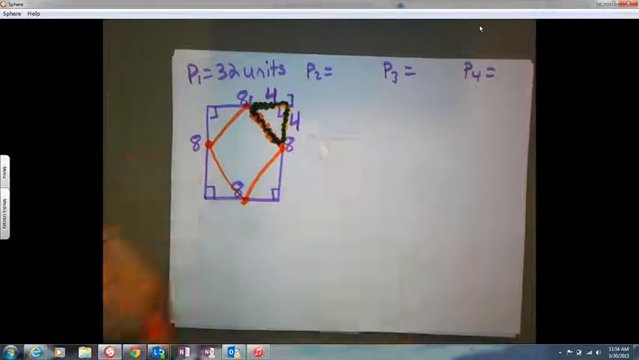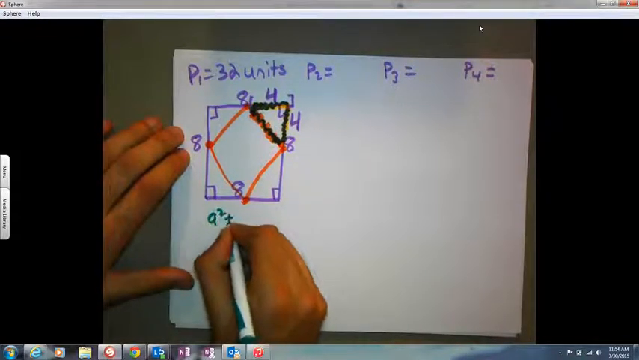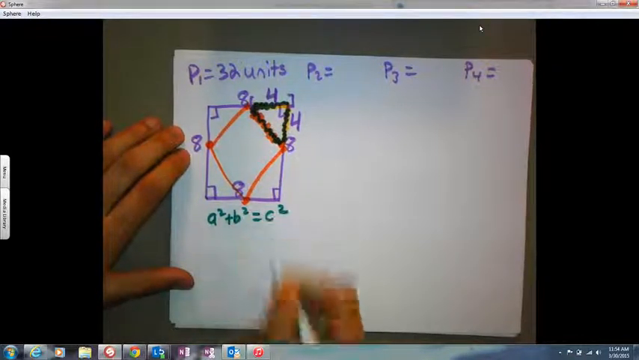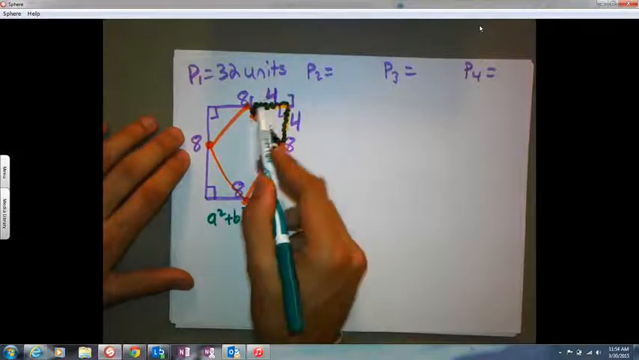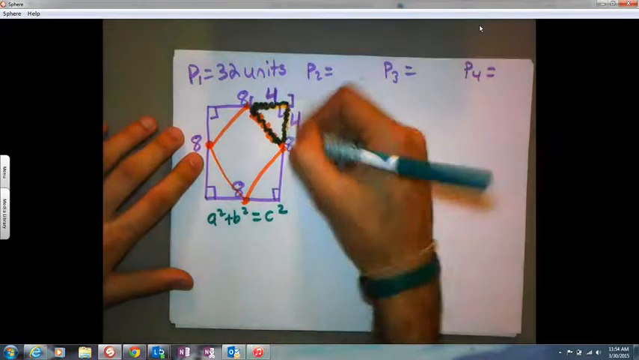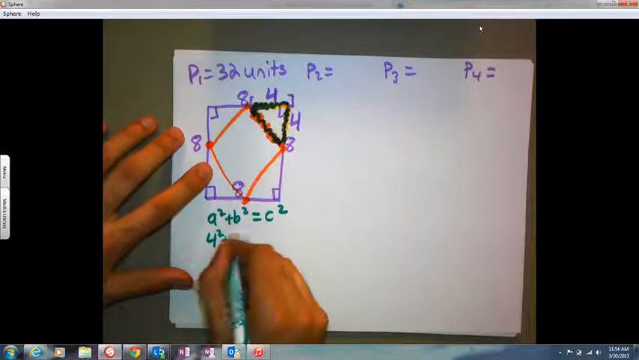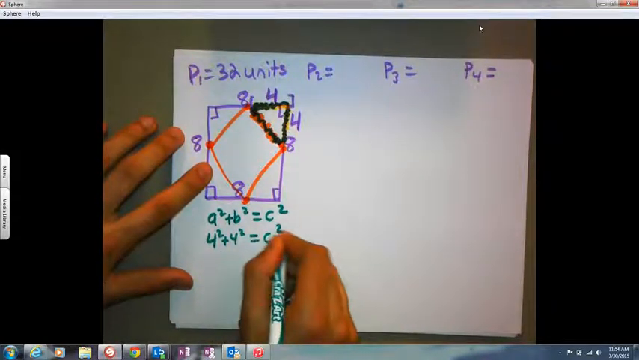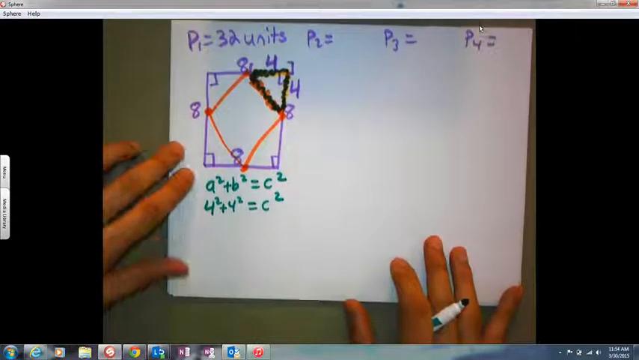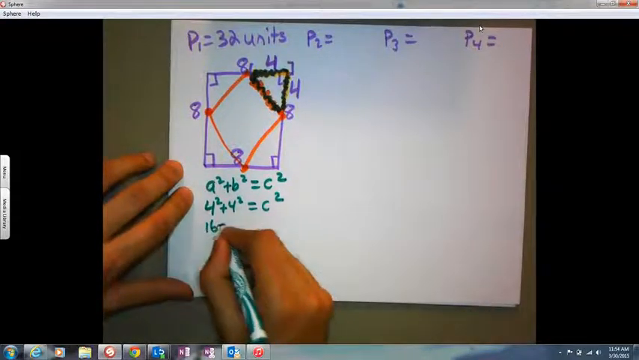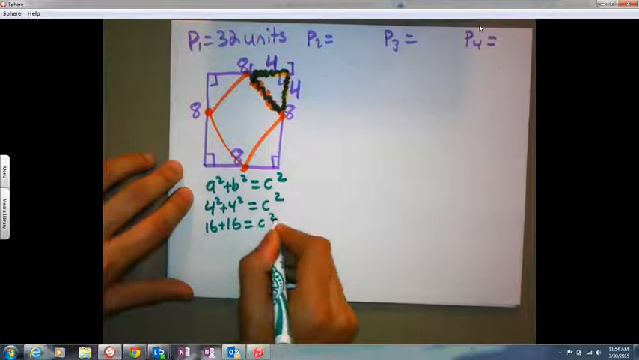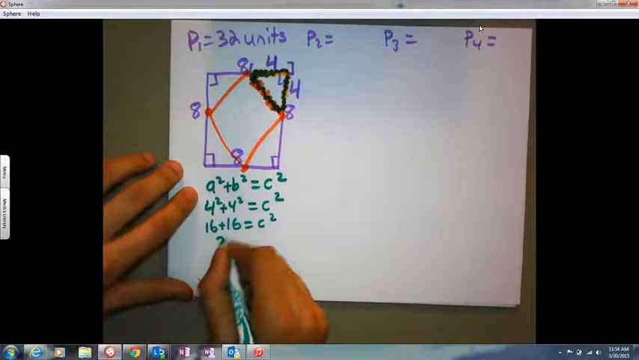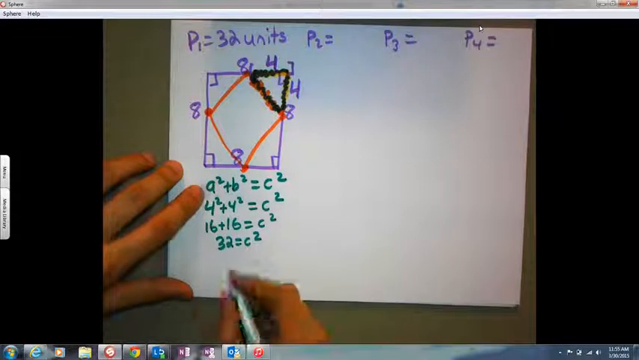I use Pythagorean theorem. To refresh your memory, Pythagorean theorem says that a squared plus b squared equals c squared. Well, one side is 4, the other side is 4, so we have 4 squared plus 4 squared equals c squared. 16 plus 16 equals c squared. 32 equals c squared. So square root of 32 equals c.